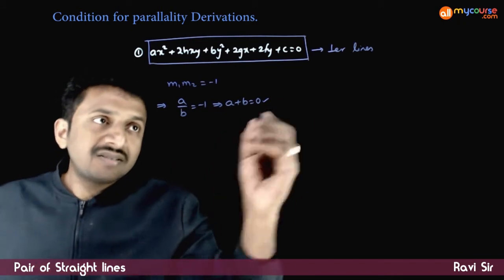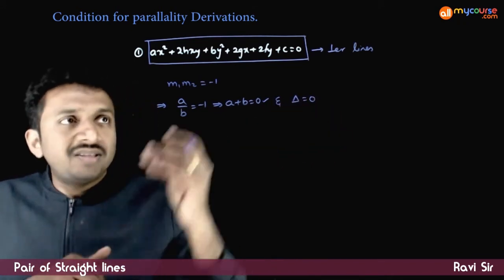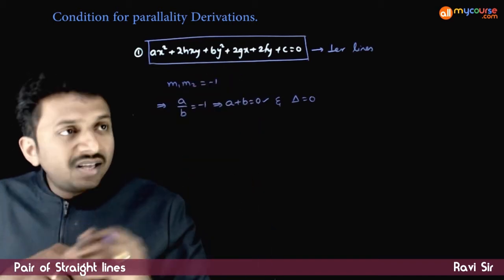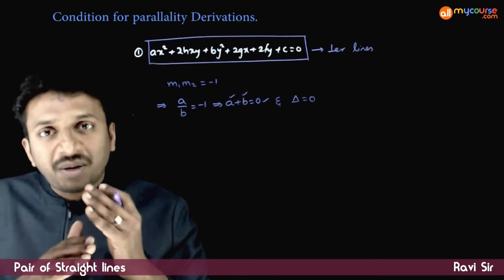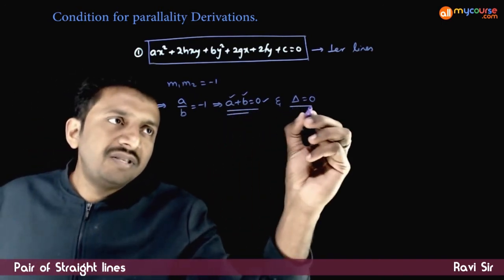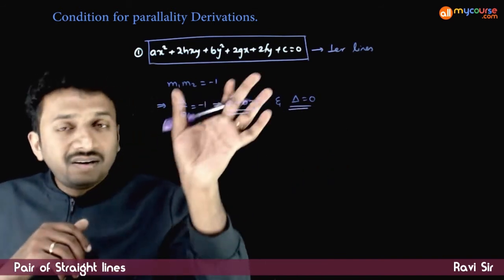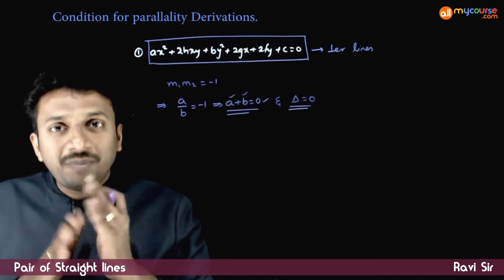And apart from this, if delta is also equal to 0, they represent a real pair of lines, and a plus b is equal to 0 ensures that the lines are perpendicular to each other. So these are the two conditions which need to be valid for the lines of this equation to be perpendicular to each other.